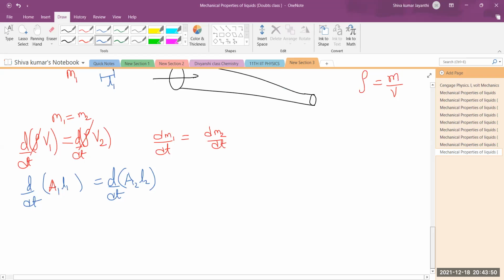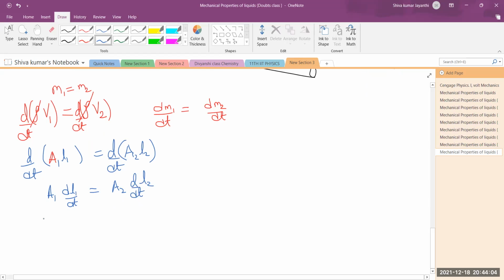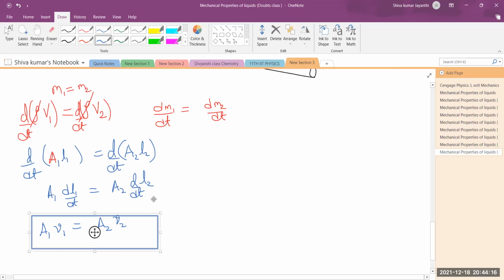What is the meaning of dl by dt on this side? dl1 by dt means velocity of the fluid. It's basically the velocity of influx of the fluid. So we can call that A1 V1 is equal to A2 V2. Did you understand this? This is the equation of continuity.